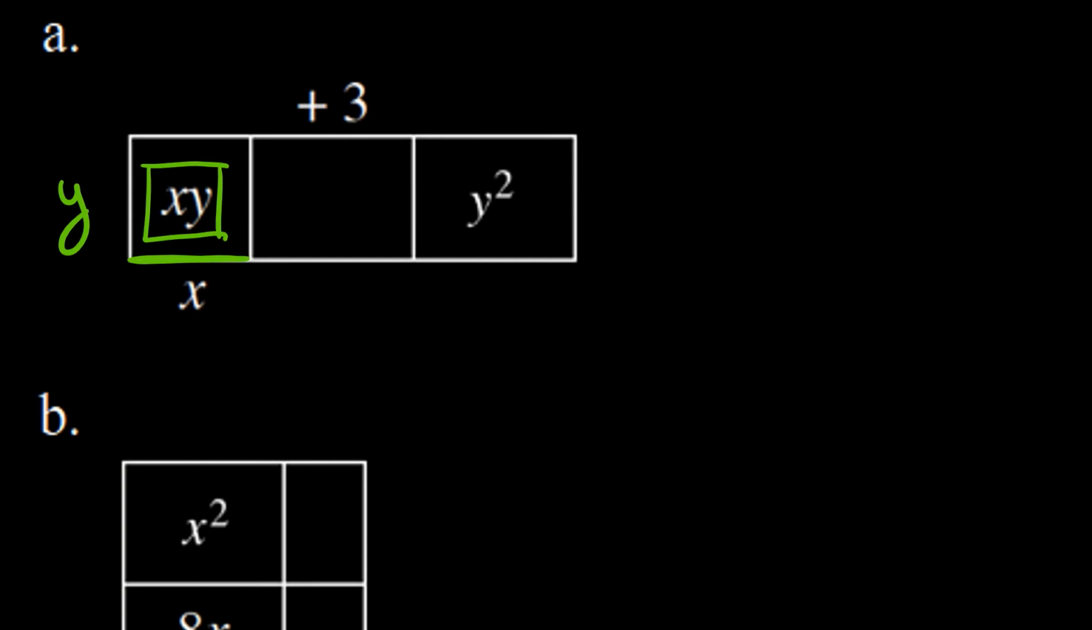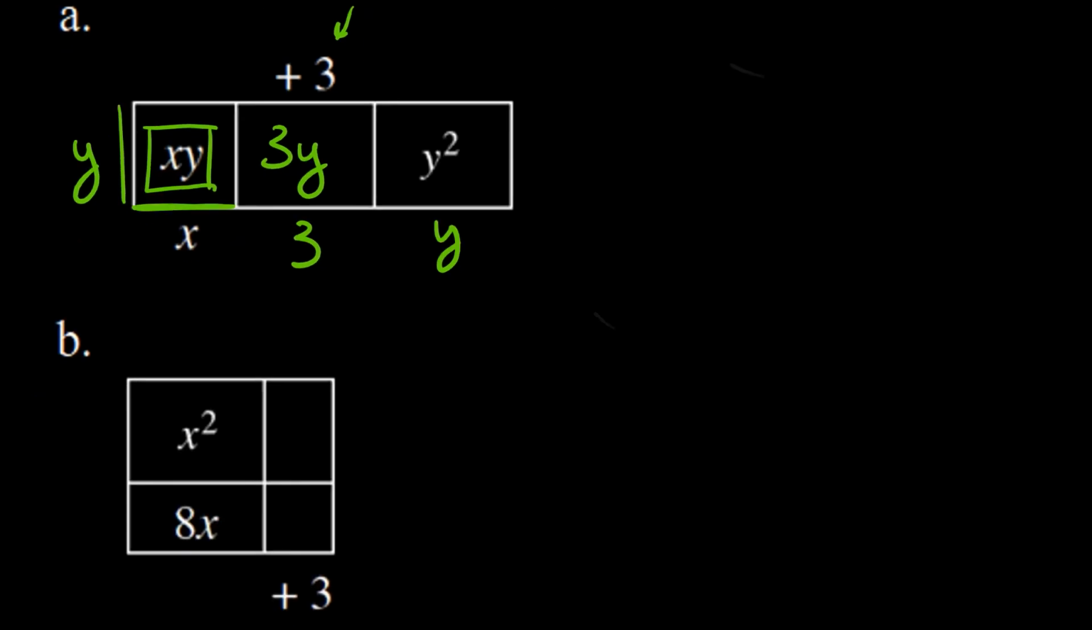And if that has to be y, and this is positive 3, 3 times y gives me 3y. And the final one is if this is y squared, and that's y, right? Since this is y, then this would have to be y also. And I don't know why they wrote the +3 up there. I would have the 3 down here.